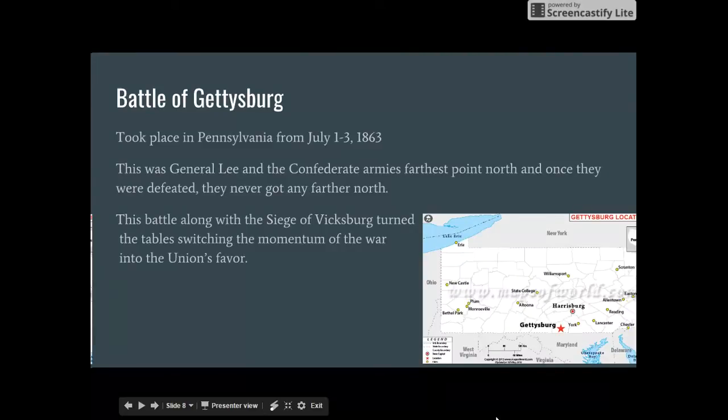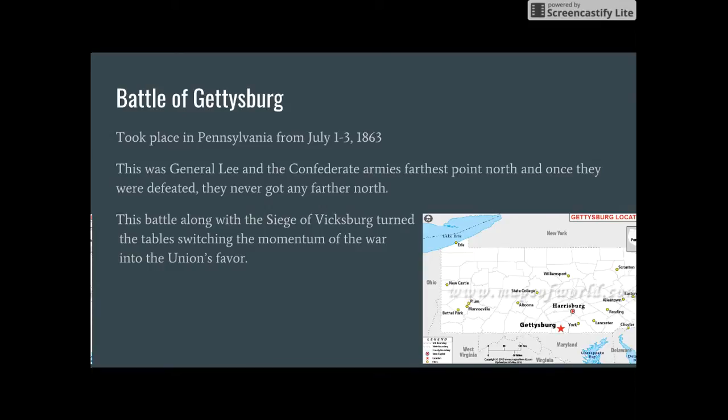Gettysburg. Map, lower right hand corner, I want to address that first. Gettysburg, if you look, is in eastern central Pennsylvania, near the border of Maryland. And this was the farthest north that General Lee or really any Confederate armies or generals had gotten. All right. And this took place in the summer, July of '63, July 1st through the 3rd.